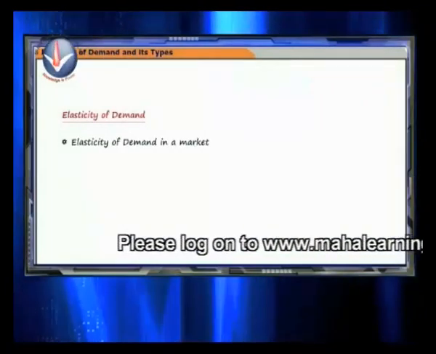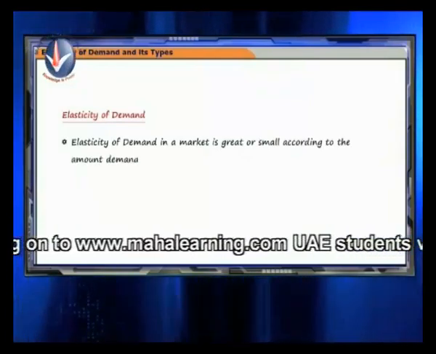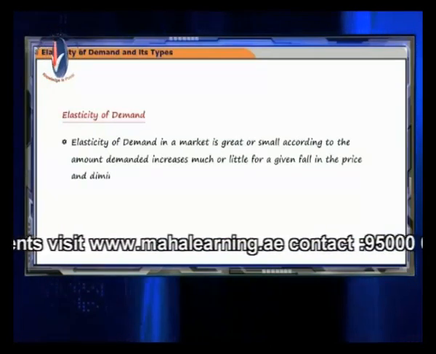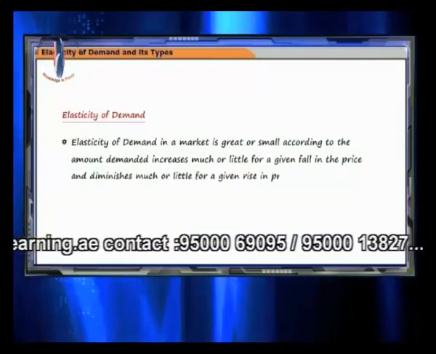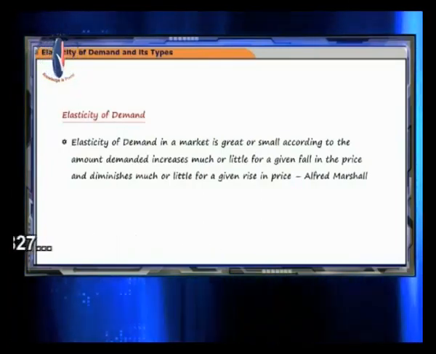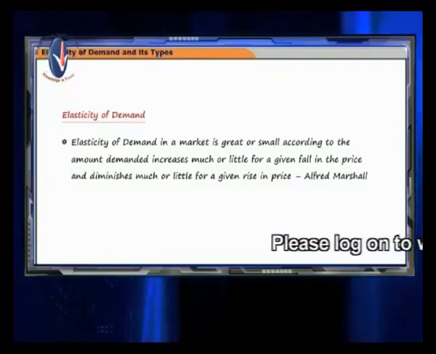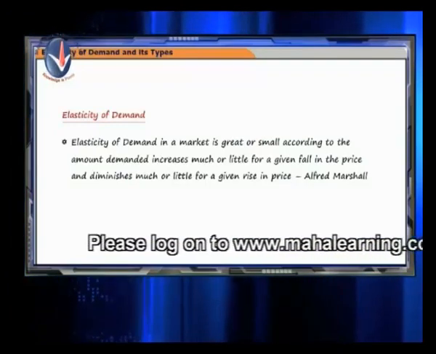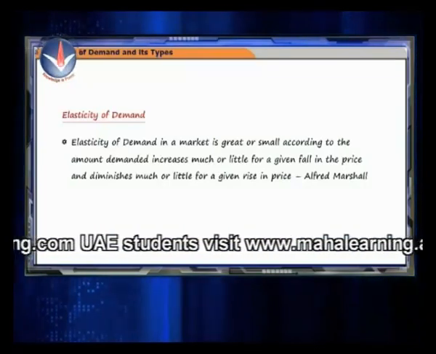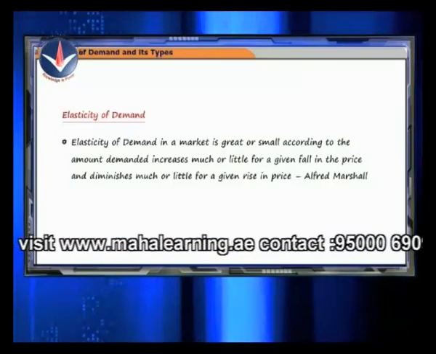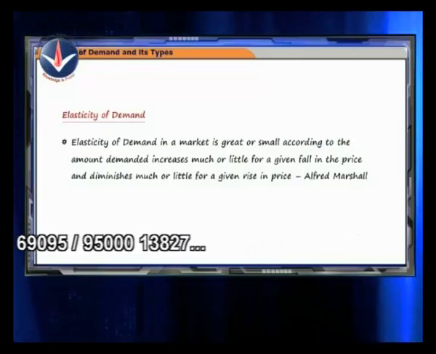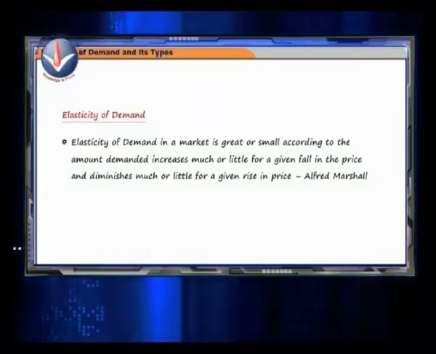Elasticity of demand in a market is great or small according to the amount demanded increases much or little for a given fall in the price, and diminishes much or little for a given rise in price. This definition was given by Alfred Marshall, who also propounded the utility theory in economics, and he did extensive study and research on the concepts of demand, like the law of demand, diminishing marginal utility, as well as the elasticity of demand. What is he trying to say in this long definition? He just says that the elasticity of demand increases much or less based on the fluctuations in the price of the commodity or the particular good.